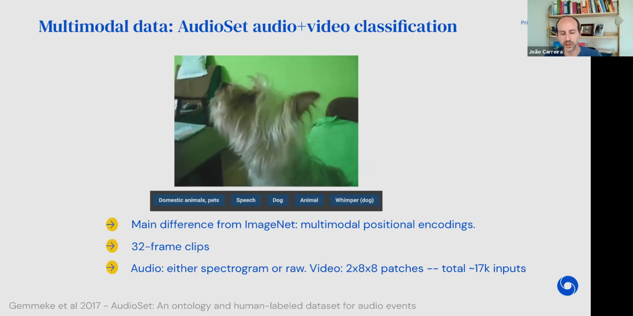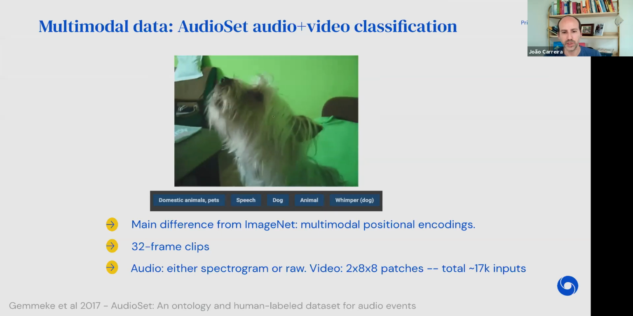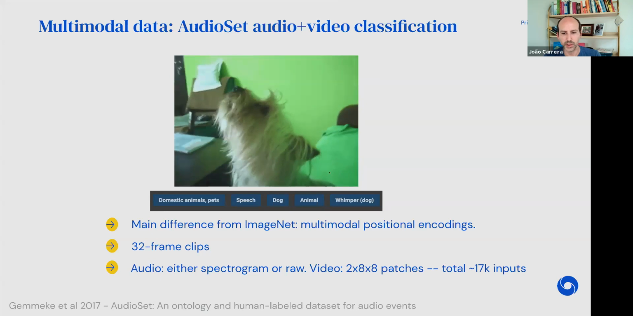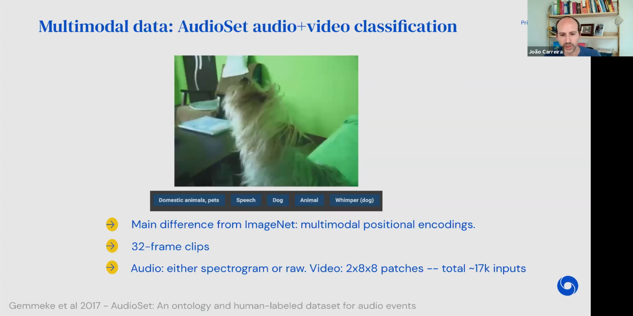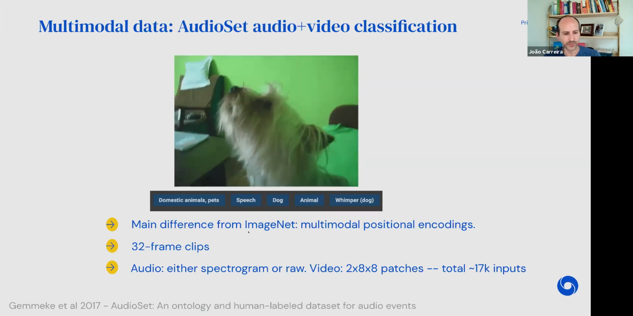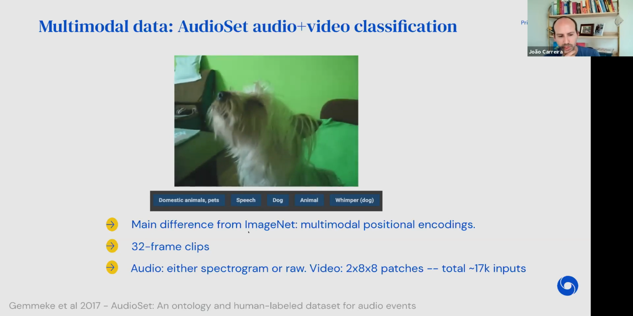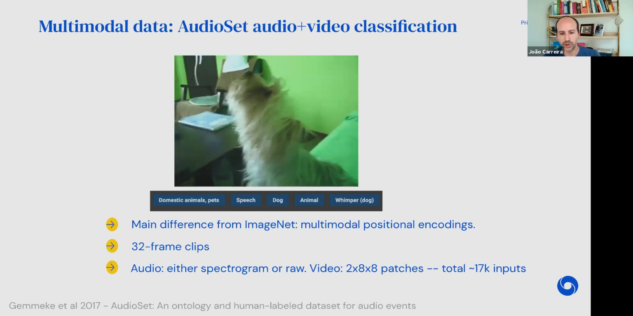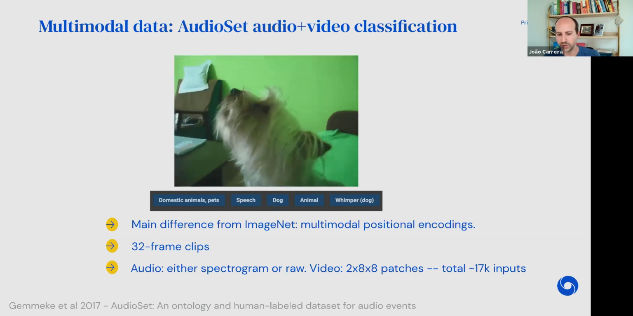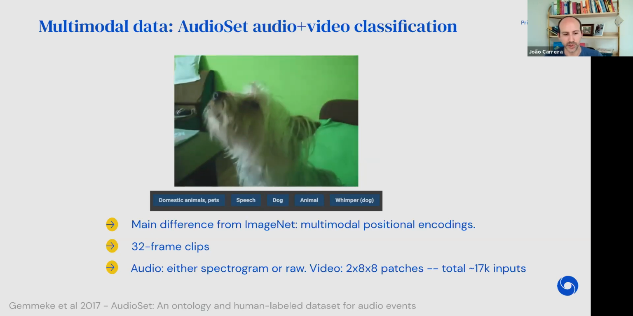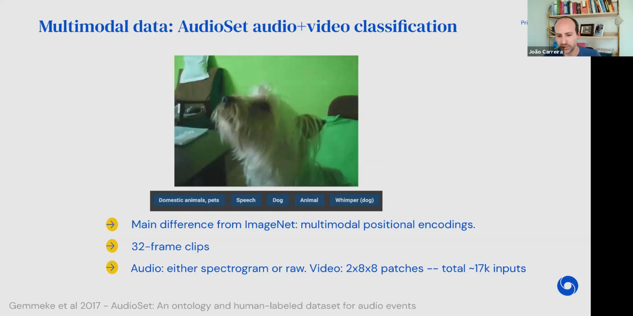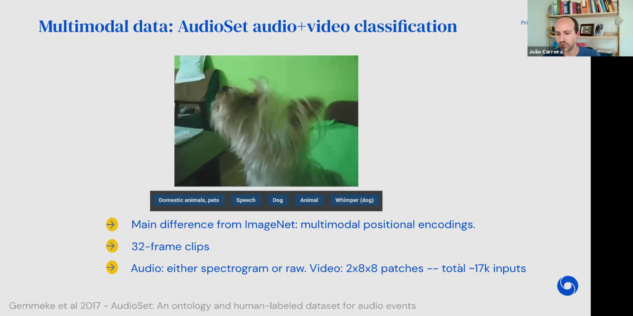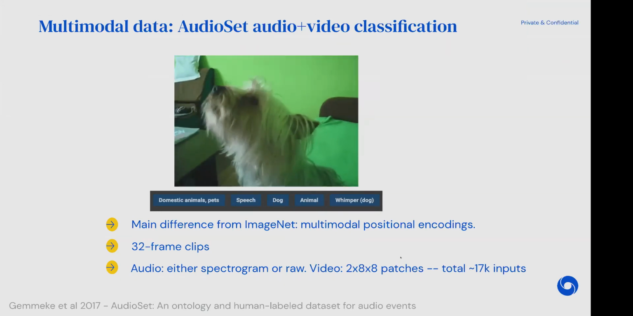And finally, for multimodal data, we did some AudioSet classification. It looks a bit like this. The videos in AudioSet have audio and video, and the goal is to predict multiple classes for each video. So in this case, speech, dog, animal, whimper, and so on. We operated on 32 frame clips. For audio, we tried either inputting a spectrogram or raw audio. And we used patches for video because video is too high dimensional for the Perceiver to handle with pixels. So we used in this case around 20,000 inputs or 70,000 inputs.